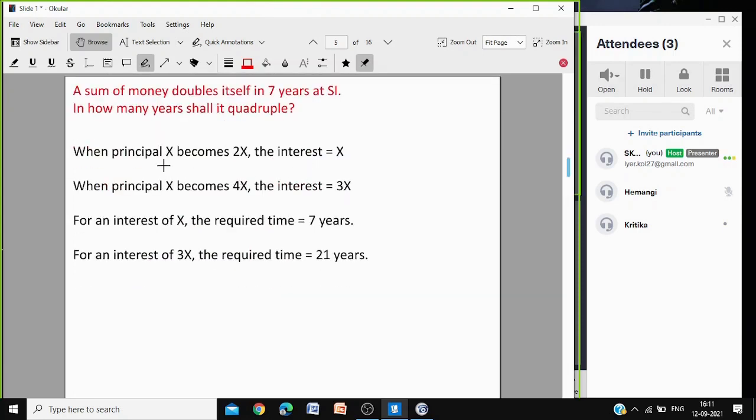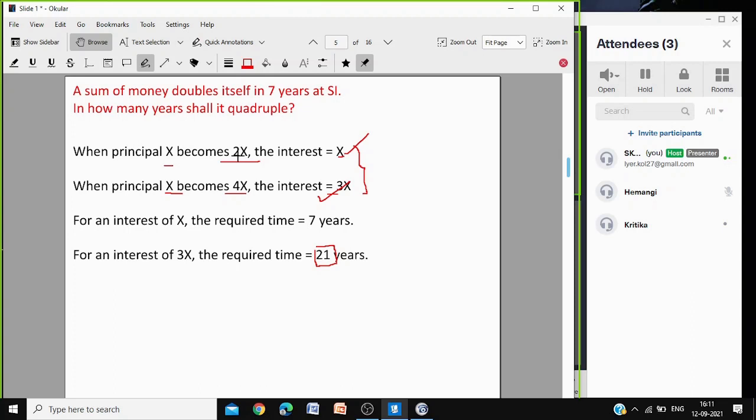When principal x doubles to 2x, the interest is 2x minus x, or x. When principal x becomes 4x, 4 times, the interest is actually 3x, 4x minus x. So it is the interest which will be proportional to the period, not your principal. So x becoming 2x means you are adding interest x. X becoming 4x means the added interest is 3x. So actually it is 3 times, not 4 times. So instead of 7 years, you will be taking 21 years, not 14 years.